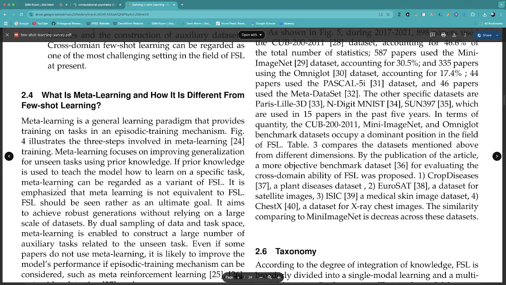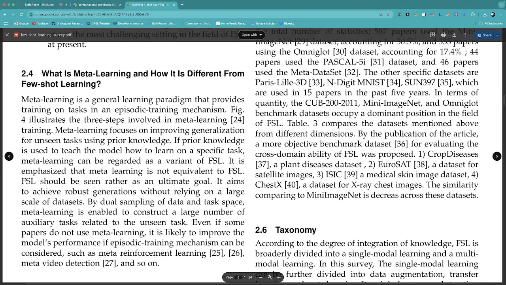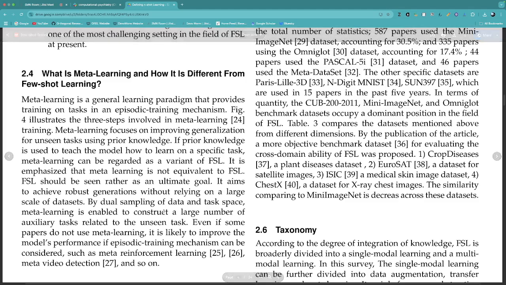It aims to achieve robust generalizations without relying on a large scale of data sets. And by dual sampling of data and task space, meta-learning is enabled to construct a large number of auxiliary tasks related to the unseen task. So this is where you can improve the model's performance by using meta-learning.